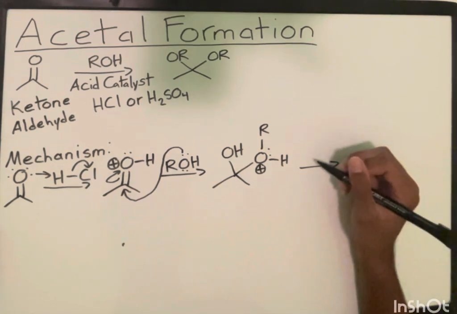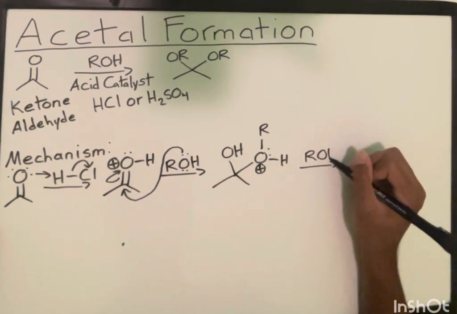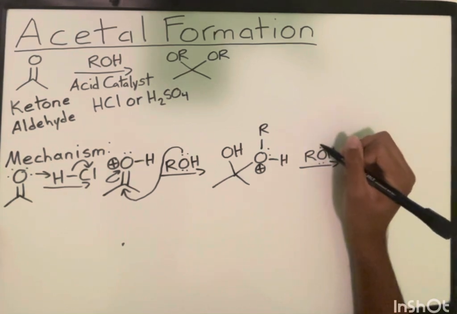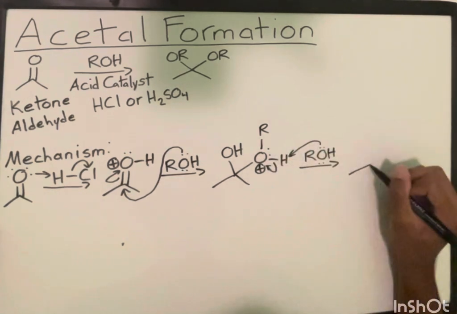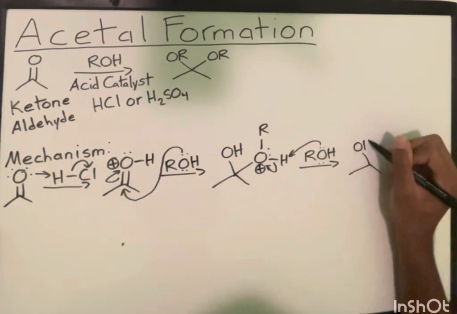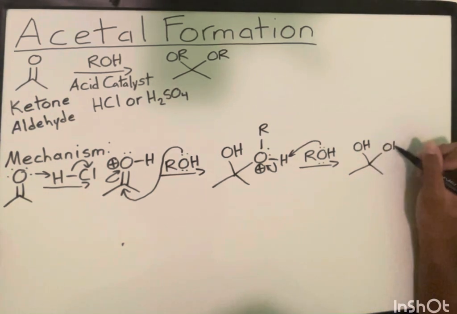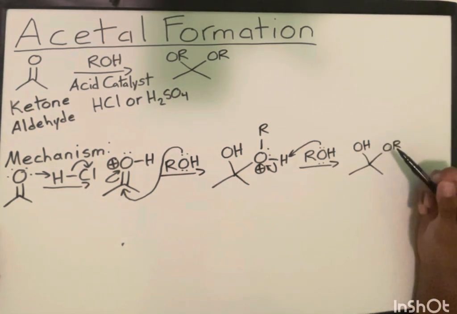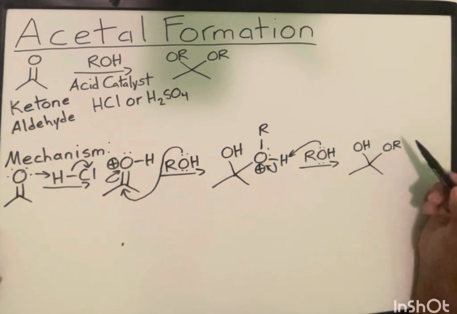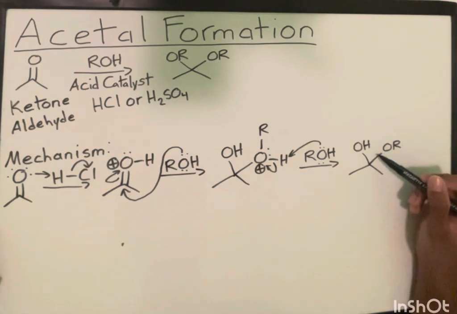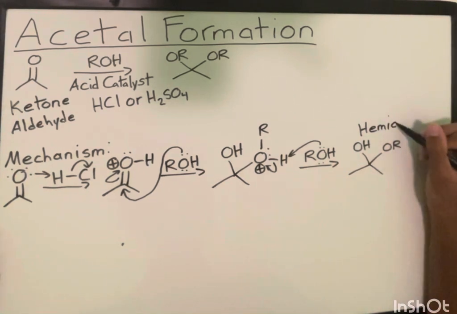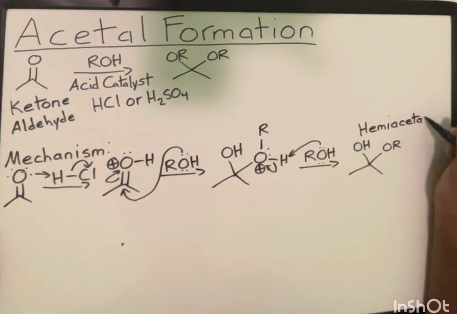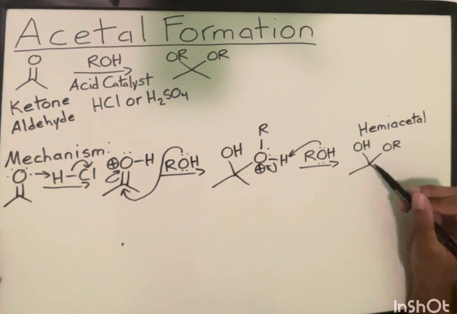So what we'll do now is we'll bring in another equivalent of our ROH, and it's going to take the hydrogen right here to get rid of that positive charge on this oxygen. So now we have an OH, and then we have an OR. Now because this mechanism is so lengthy, we can use some benchmarks or indicators to make sure that we're doing our mechanism correctly. So this molecule right here is called a hemiacetal, where our carbon right here is attached to an OH and an OR.